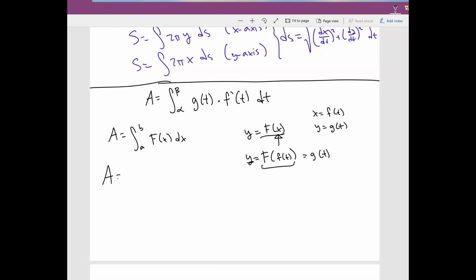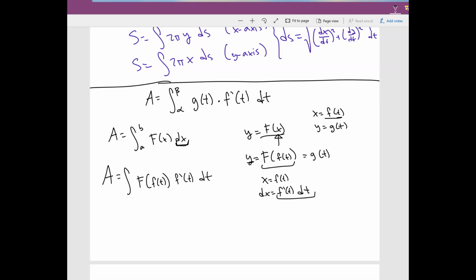So I'm going to have area is equal to the integral. Now there's going to be f. Now x in this case is equal to f of t, so we're going to plug in f of t in here. Now what is dx though? Because we are now changing the variables to t. If I know that x equals f of t, then our dx is going to be f prime of t dt.